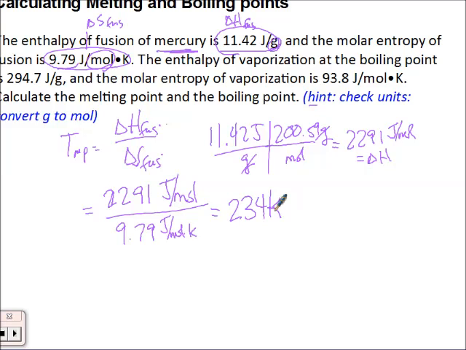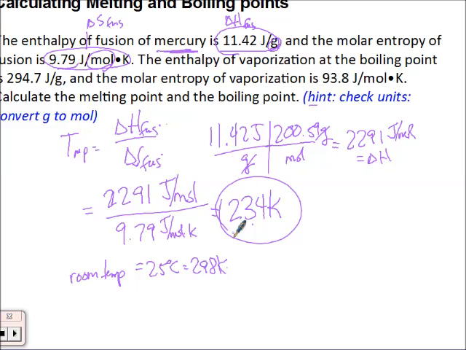And I think to myself, does this make sense? Well, I know that room temperature is approximately 25 degrees Celsius or 298 K. So mercury melts below room temperature, which makes sense because mercury is a liquid at room temperature. It's one of our few liquids we have naturally. So this does make sense, and this tells us what our melting point should be.